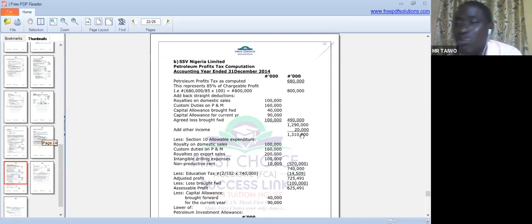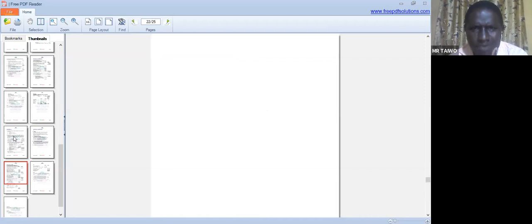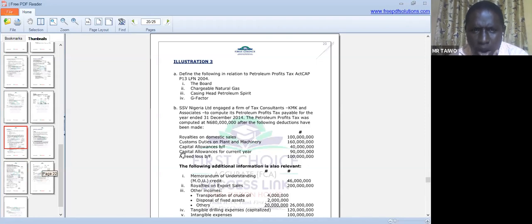And I will less the allowable expenses. That's section 10. In the exam, put section 10 there. It will let them know that you know what you are saying. Not the liable expenses. You now say royalty on domestic sales. You now start picking all the expenditure that is supposed to be removed. Royalty on domestic sales, we have added them back. You now pick custom duty on plant and machinery, that should not be expensed. All these should not be expensed, because these are the items you use to treat to get the tax.